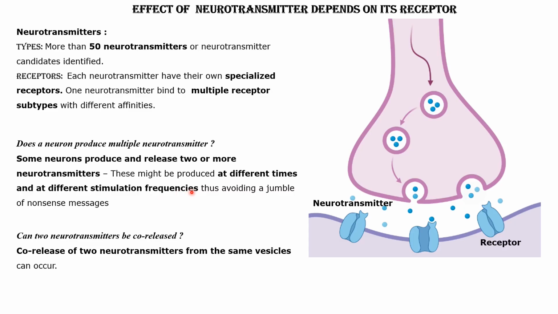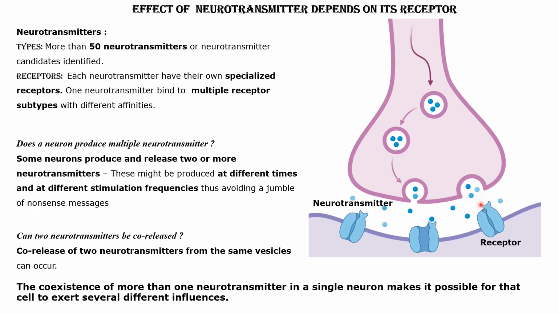Then the other question is, is a neuron capable of simultaneously releasing two kinds of neurotransmitters? The answer is yes. In certain cases, two neurotransmitters are packaged within the same vesicle. So the fusion of that vesicle leads to the simultaneous release of two neurotransmitters into the synaptic cleft. This capability of a single neuron to release more than one kind of neurotransmitter makes the neuron capable of bringing about different influences on the postsynaptic neuron.